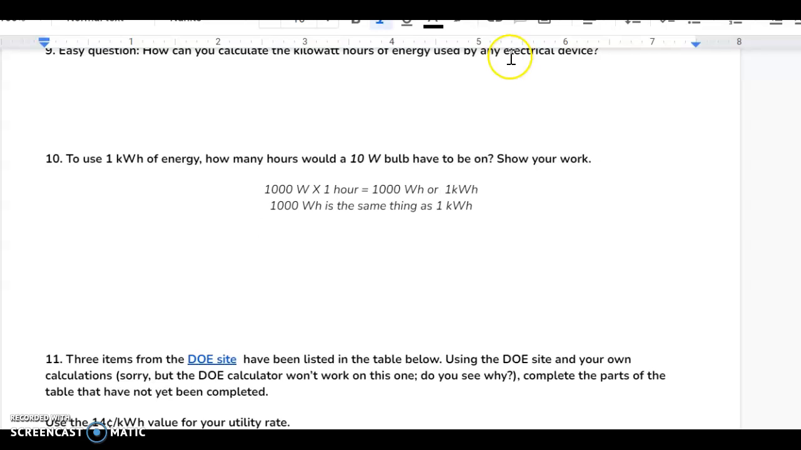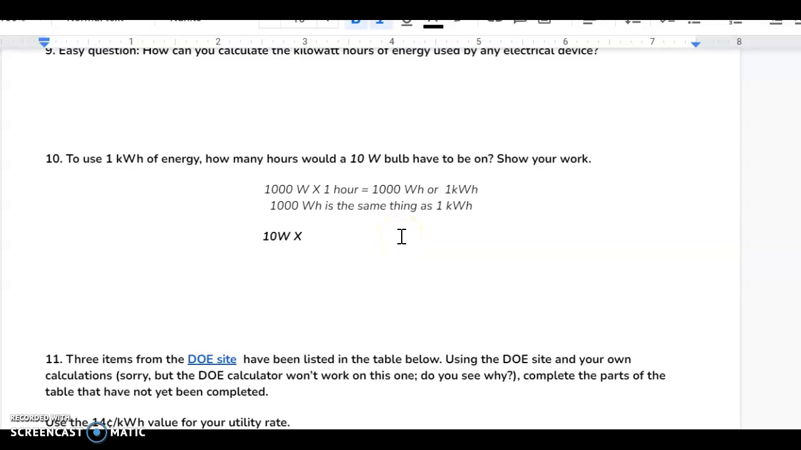Okay, so we want to use 1 kilowatt hour. We have a 10-watt bulb. We want to know time. So our watts are here. In our case, this is going to be 10 watts times, okay, this is 1 hour up here. This is what we're solving for, though. We're trying to figure out how many hours. Usually you solve for x, but in this case, we'll have two x's right together.